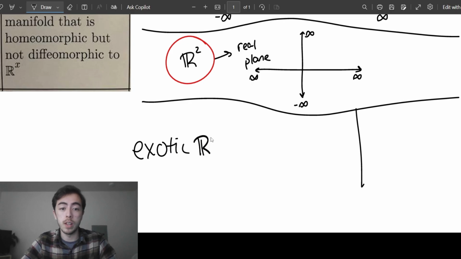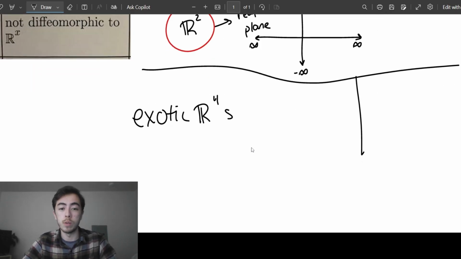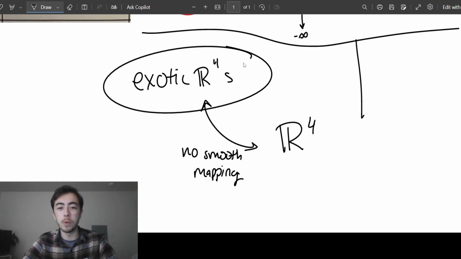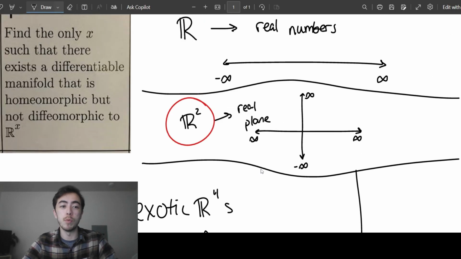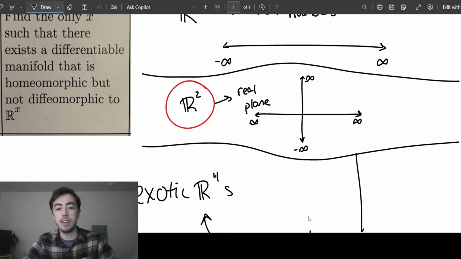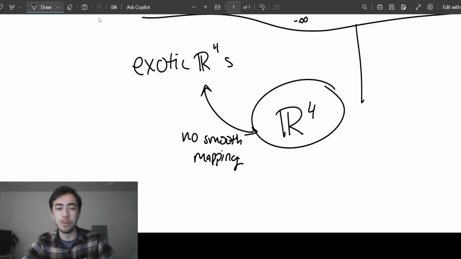I don't know what they really are like, but there are things called exotic R4s that have that same fundamental structure of normal 4-dimensional space, but then there is going to be no smooth mapping to go between the two. And this is basically the proof. Again, I don't know how to go into it formally, but that's the idea, that there exist these 4-dimensional structures that begin smooth or begin differentiable that we just can't get back to normal 4-dimensional space without causing a crease somewhere.